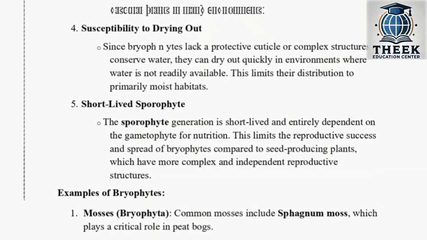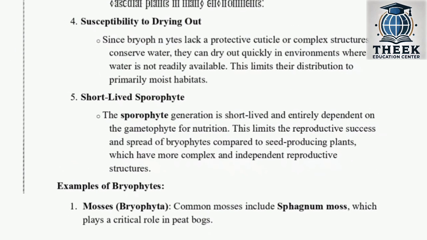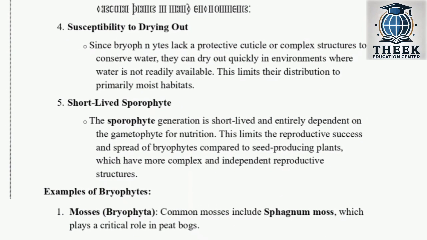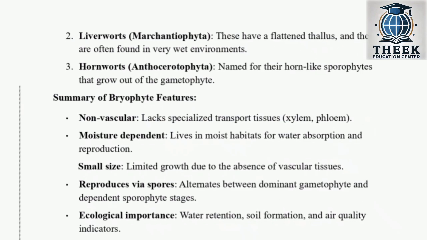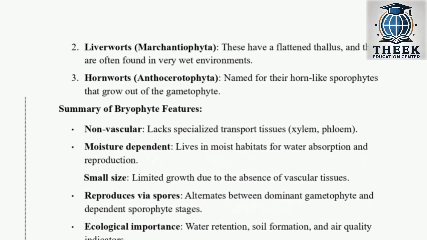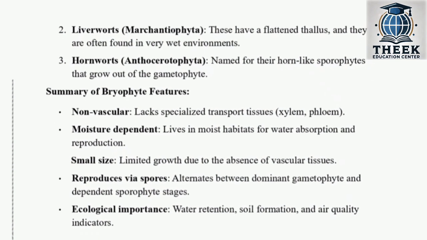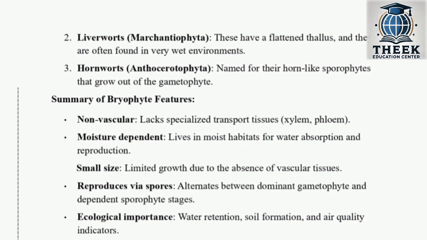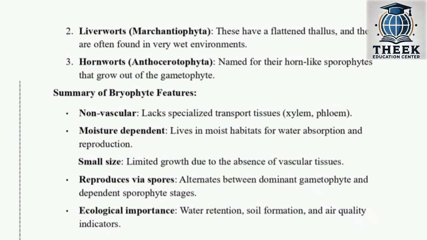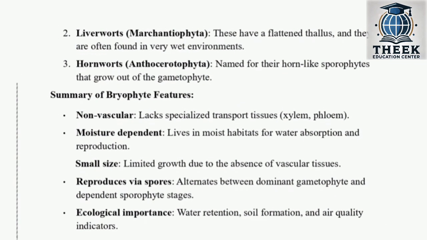Examples of bryophytes, as we discussed earlier, include the mosses. Mosses include the sphagnum moss, which plays a critical role in peat bogs. Liverworts, or Marchantiophyta, have a flattened thallus and are often found in very wet environments. We have the hornworts, or Anthocerotophyta, named for their horn-like sporophytes that grow out of the gametophytes.